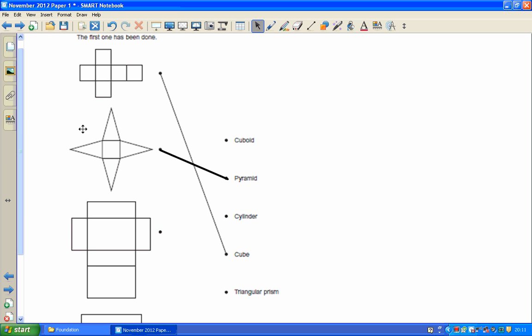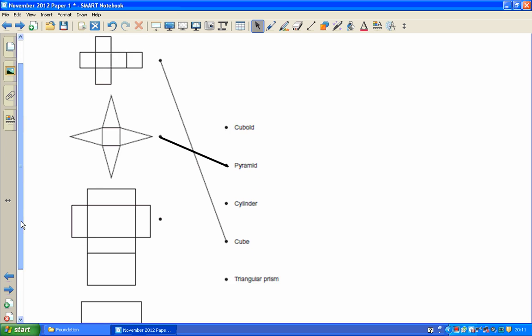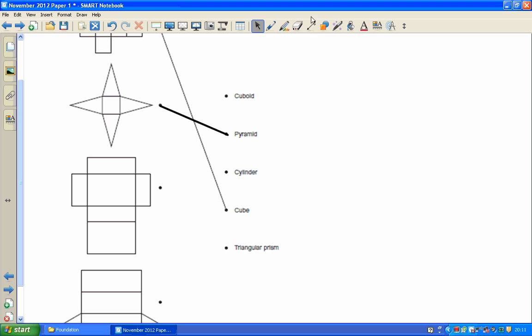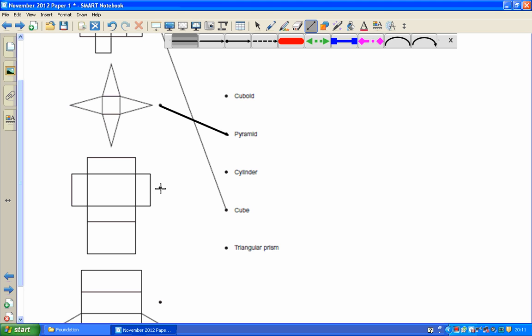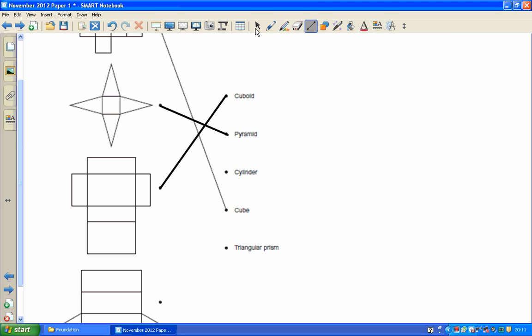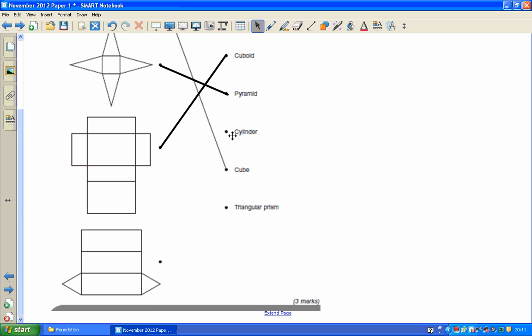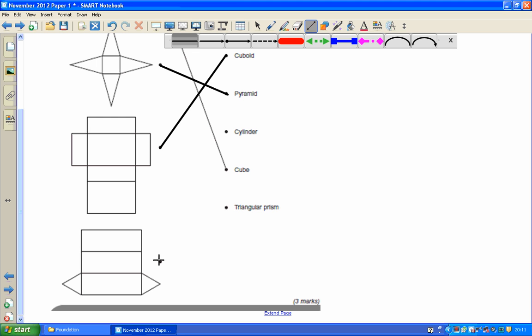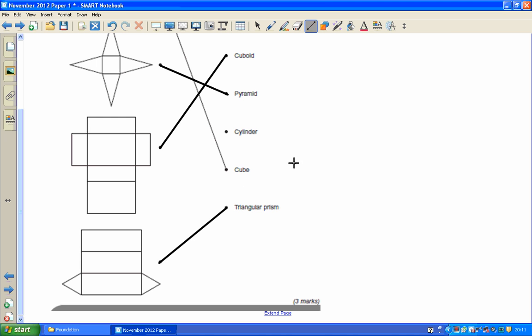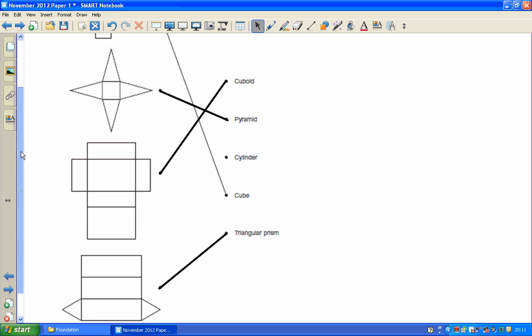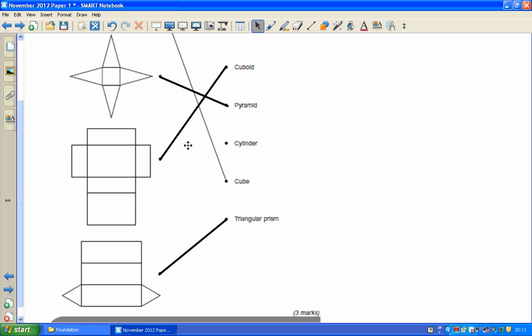This one here, what we can see, there's the cube, and the cuboid is similar, but it's going to be rectangular in its shape. So that there is going to be a cuboid. And last one, well, it's a cylinder or a triangular prism. The triangles give it away a little bit. It's going to make a Toblerone shape, which is going to be a triangular prism. So that is that one there. 3 marks, so 1 mark for each of them.